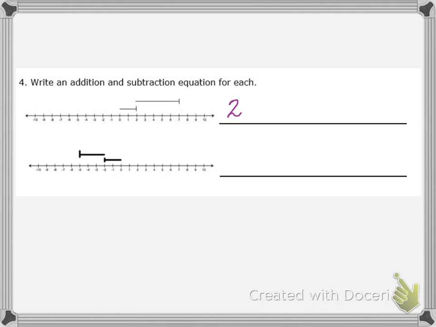Alright, let's write our addition problem first. So I have +2, I moved to the right. Then I kept moving to the right, so we need to count how many we moved to the right. Let's see, 1, 2, 3, 4, and 5. So we moved 5, and then wherever we land is our answer. So 2 + 5 = 7 would be our addition problem.